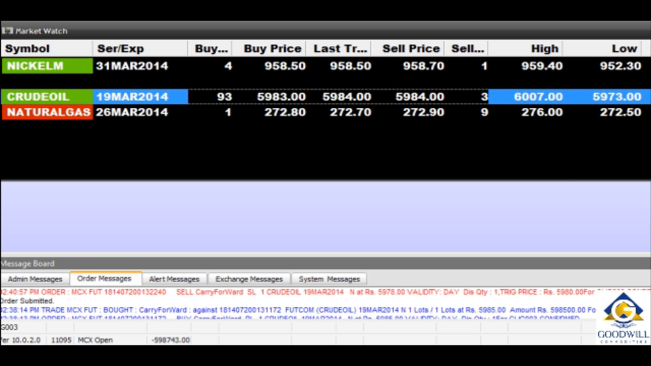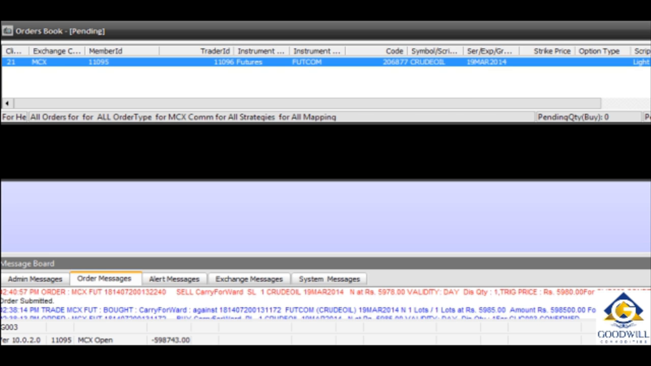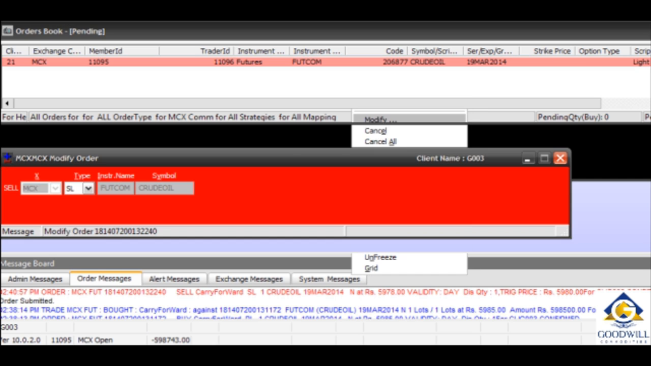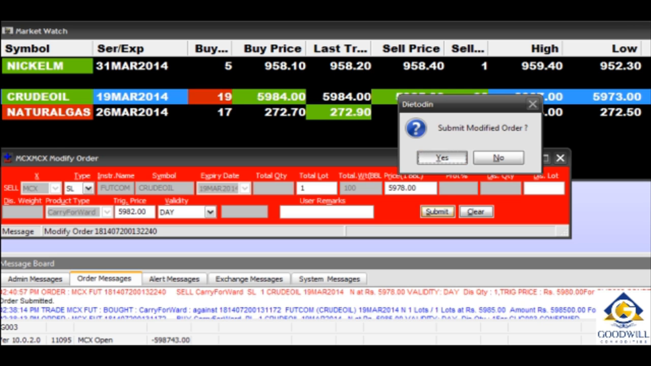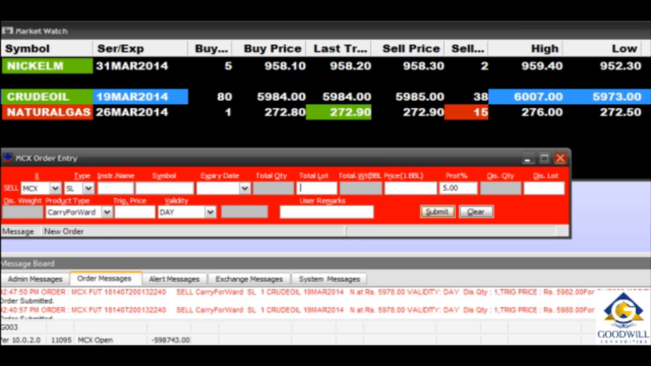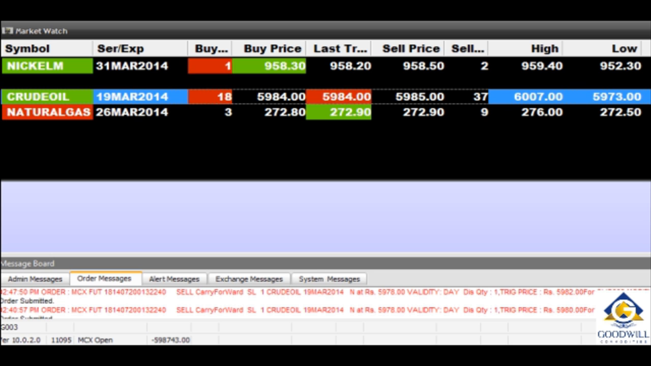Now I'm going to modify my stop loss. You can see how I am going to modify it. I am going to set new conditions here. So I need not wait till 5980. I am going to move this to 5982. So now my stop loss order got modified. The condition is that from 5982 till 5978 my order can be executed.